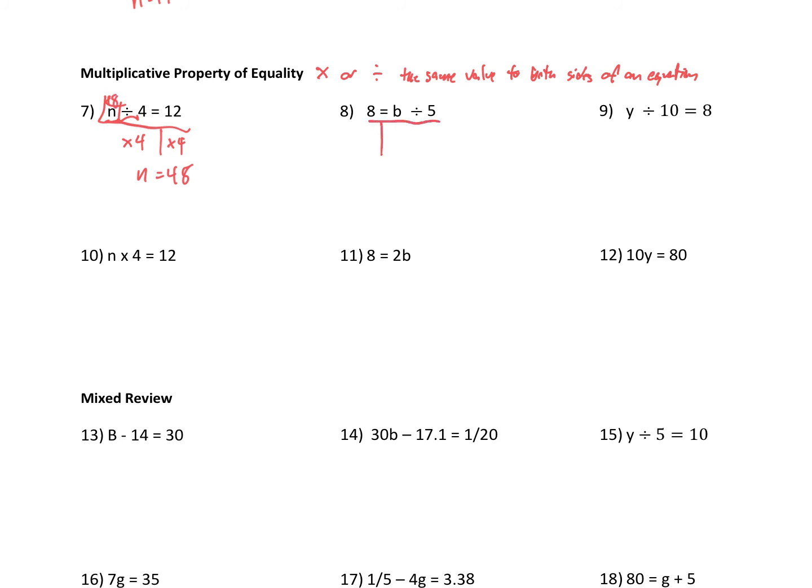Yep. Isolate the b, so opposite of divided by 5 is times 5. 40 equals b. Then plug 40 in to make sure. Y divided by 10 equals 8. The inverse of divided by, multiply by 10. Y equals 80. And then plug it in. Okay, pause and try the next set.